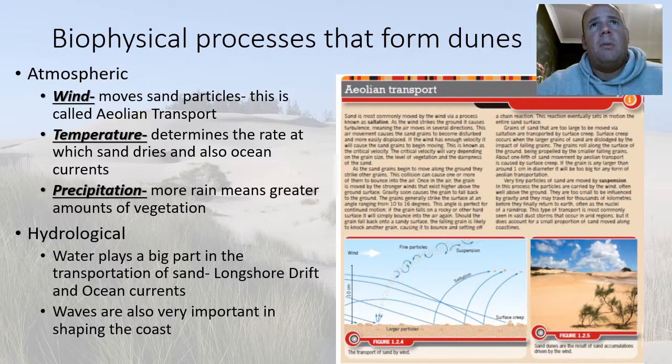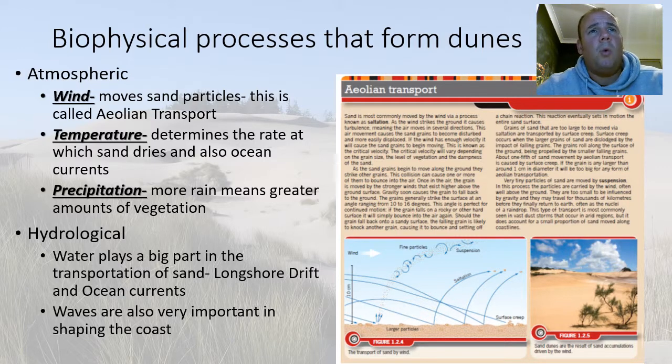What biophysical processes form dunes? Well, we've got two main ones. We've got atmospheric, which is about wind, and that moves particles. That's called aeolian transport, and the diagram here shows all the different ways in which wind moves sand onto the sand dunes. Temperature determines the rate at which sand dries, and also ocean currents. That's really important. A sand dune can't form unless the sand is dried out.